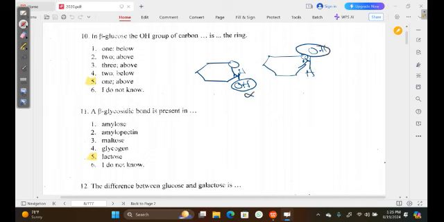So back to our answers. We're looking at beta, right? So meaning we need to find carbon 1 and also above the ring. So option 5 in this case will be the correct answer. And there you have it.